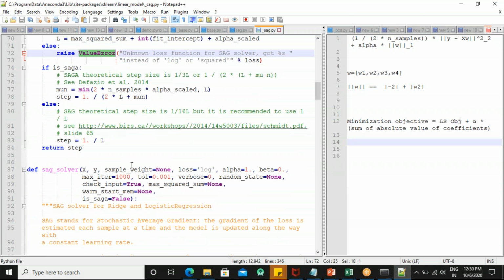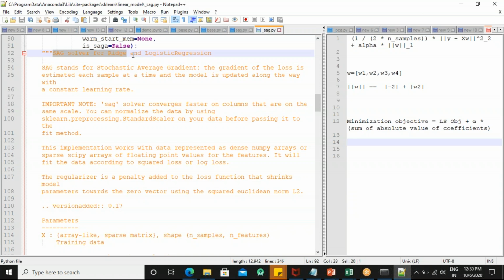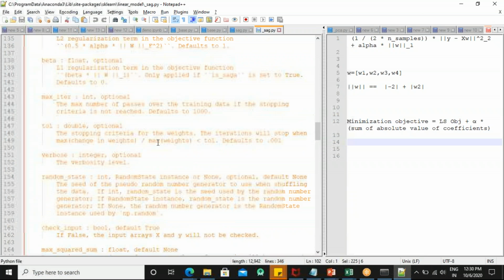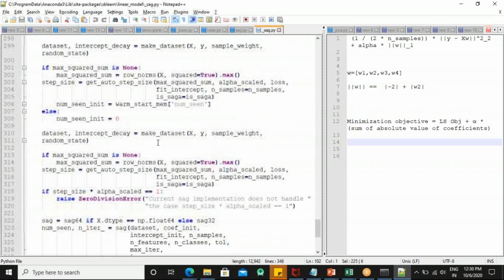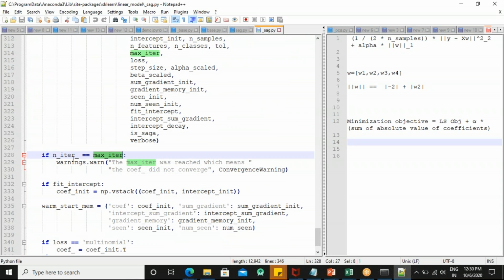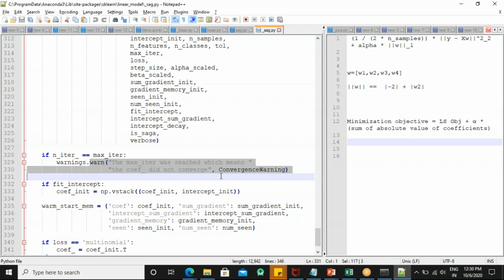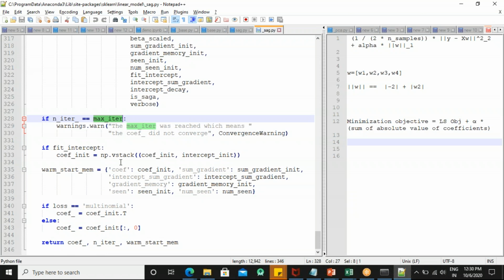You can go through certain links also. They have given that for your study. SAG solver for ridge regression, logistic regression, whatever, and the theory also, everything you can go through, plus the hyperparameters and how they are getting impacted, like maximum iteration. Sometimes you see this error or warning: the maximum iteration was reached, but you did not reach convergence, as I was telling you. Sometimes you don't converge, so you have to increase the number of iterations, right? So these are the things.